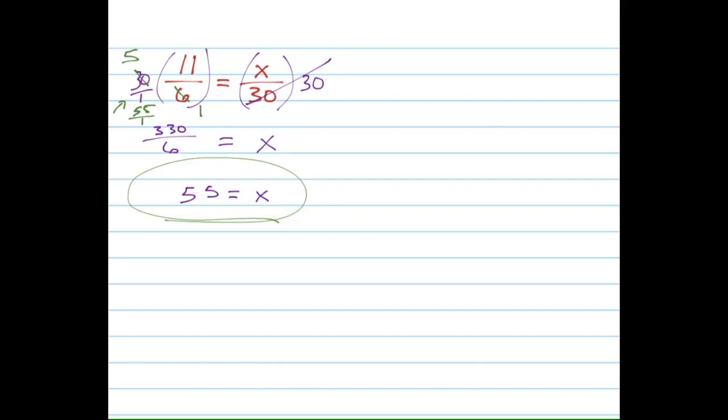Now, the easiest way to check this, we want to make sure that 11 over 6 would equal 55 over 30. Now, first of all, we can reduce the 55 and the 30, right? What goes into both 55 and 30? How many times does 5 go into 55? 11. How many times does 5 go into 30? 6. Okay, so we have 11 over 6 on both sides. The other way you could do it is in your calculator, do 11 divided by 6, and then do 55 divided by 30, and you should get the same thing both times. Okay.